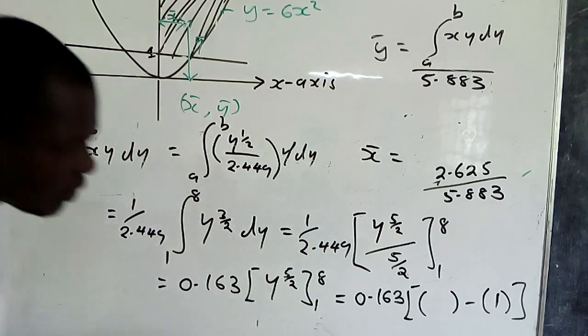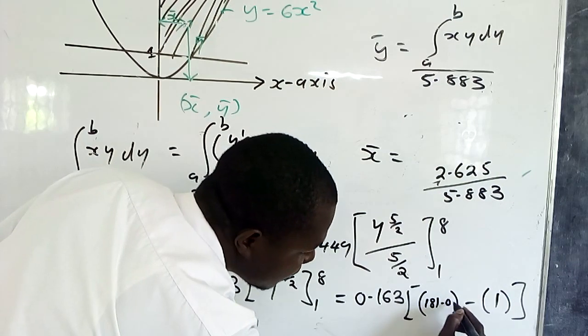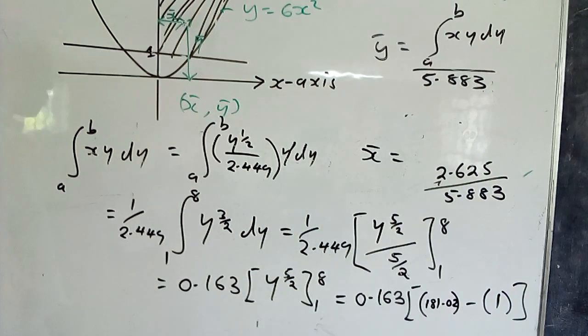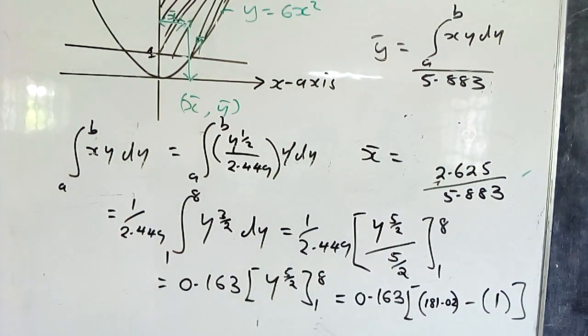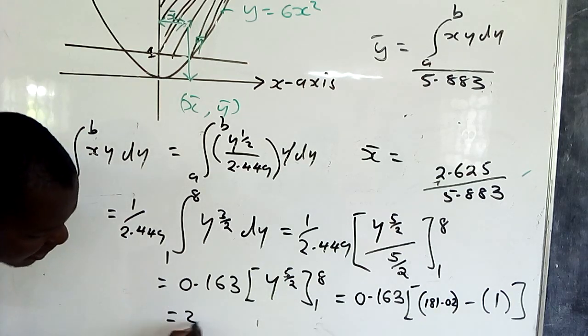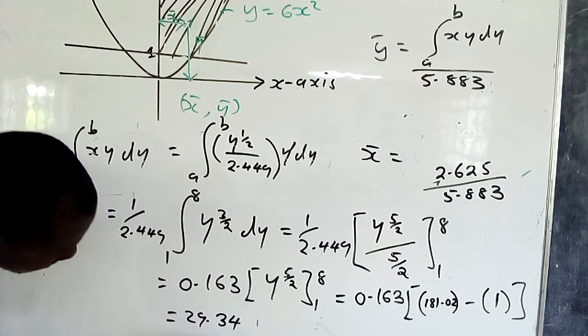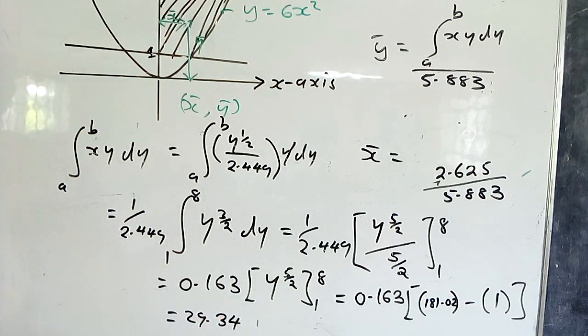181.019. 181.02 minus 1, then times that, would you get? 180.02 times 0.163. If you subtract 1, it remains 180.02, isn't it? 180.02 times 0.163. What do you get as the answer? 29.3? 29.337, it means 34, isn't it?